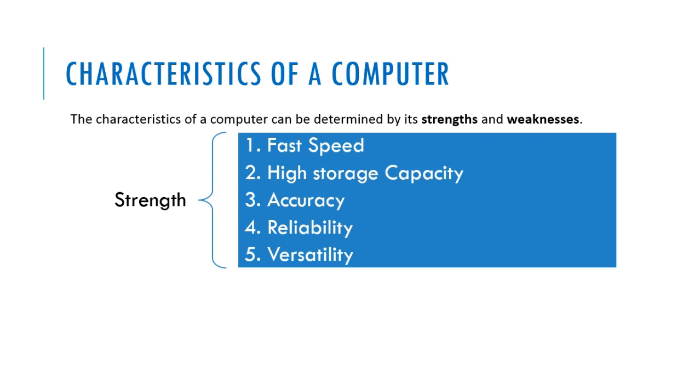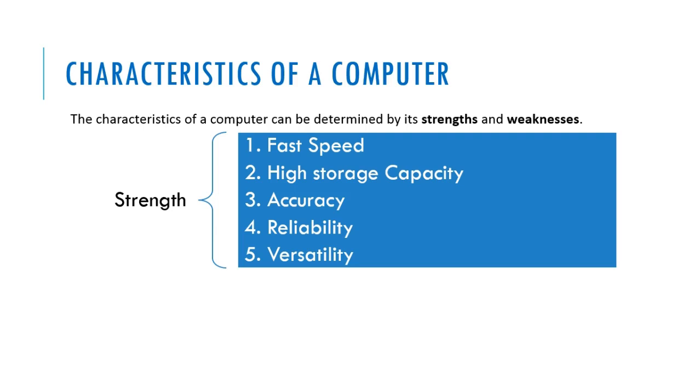If we talk about the speed, computers are much faster as compared to human beings. A computer can perform millions of instructions in 1 second. So that's why we say computer is very fast, or it has a very fast speed.